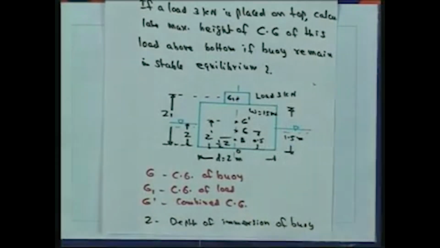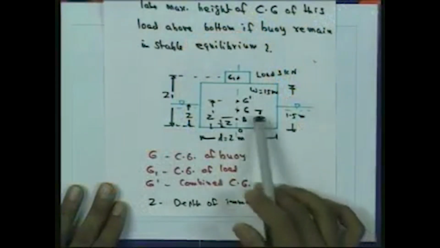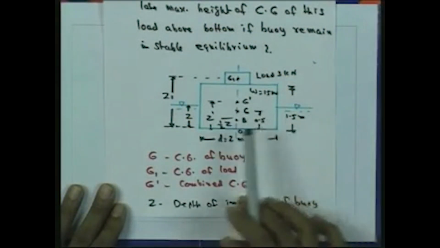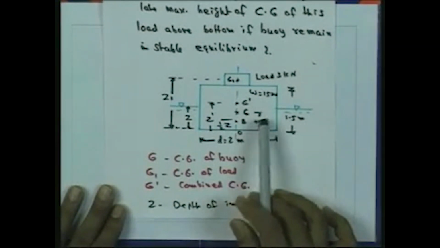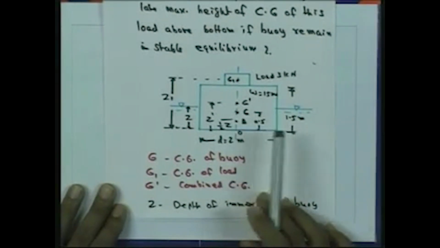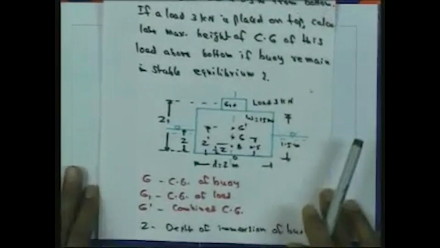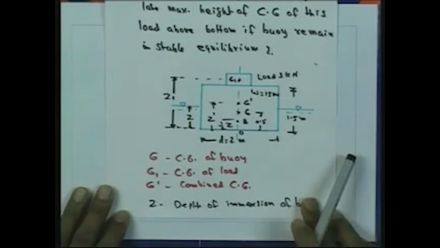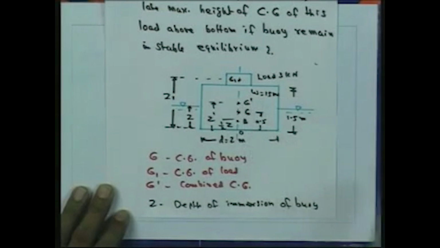Now a load is placed, so the center of gravity is shifting. G dash is the combined center of gravity of the load and the buoy. 15 kilonewton is the weight of the buoy, and 3 kilonewton is the load. With respect to that new position of the combined center of gravity, let it be G dash.